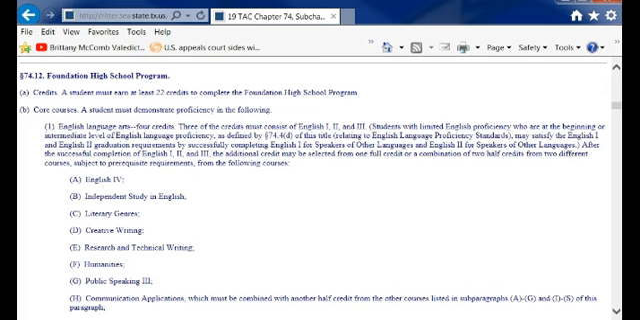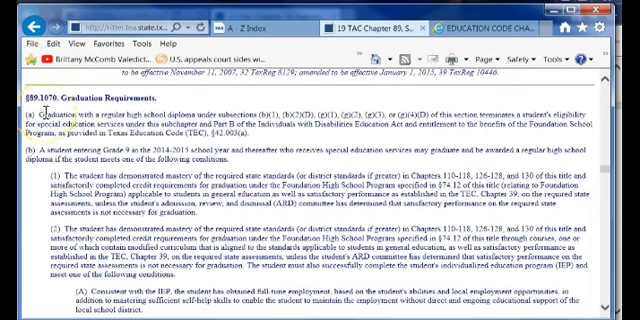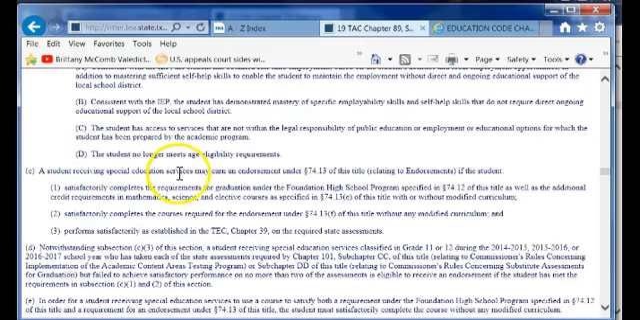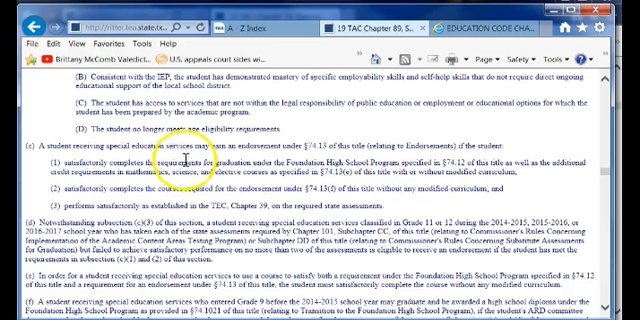So let's go over to Chapter 89.1070 of the Texas Administrative Code to talk about SPED processes. So when helping a student graduate who has a special education IEP, we're going to look at 89.1070, and specifically, we're going to look at Rule C. And it says a student receiving special ed services may earn an endorsement under 74.13 of this title, and that's 74.13 of the Texas Administrative Code, if they satisfactorily complete the requirements for graduation of the Foundations High School program in 74.12, which is where we were operating for the English Language Arts classes, and additional credits in math, science, and elective courses as specified in 74.13(e) of this title.